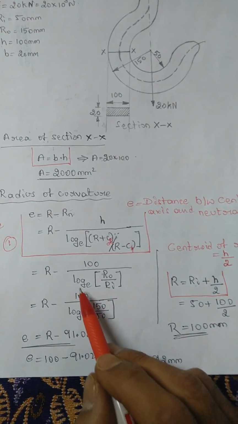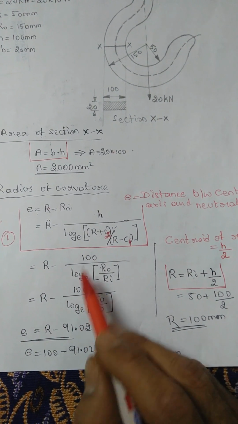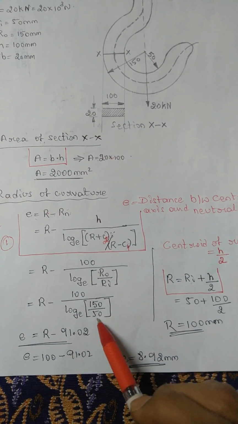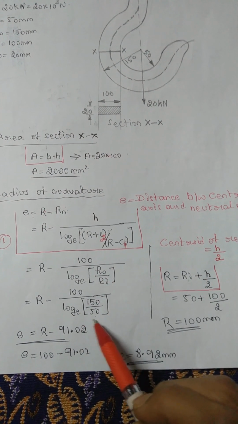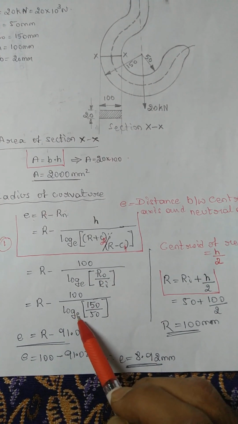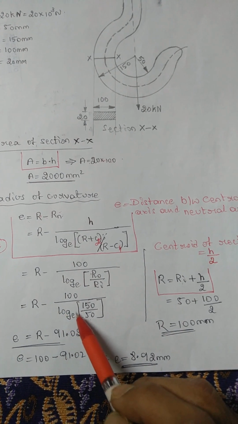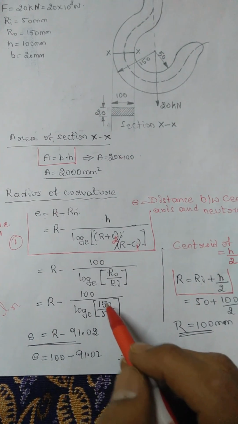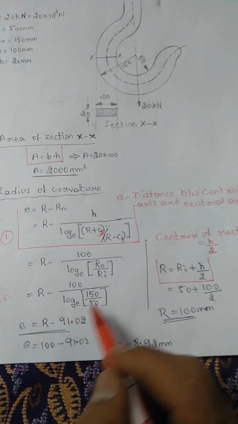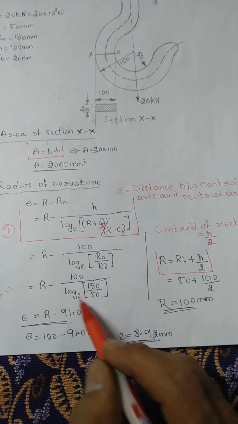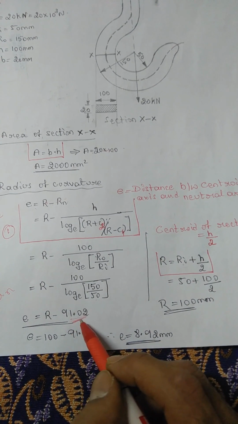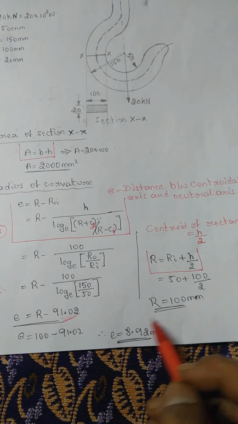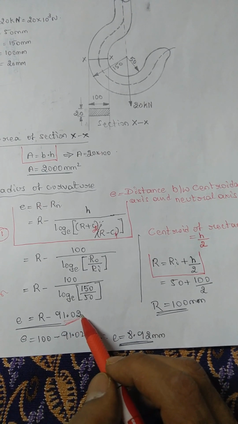Substitute: h is 100, ro is 150, ri is 50. In the ln of this ratio, while using the calculator, in place of log e just press ln. Take ln of this value and you'll get rn. I have written this value here. So rn is 91.02.